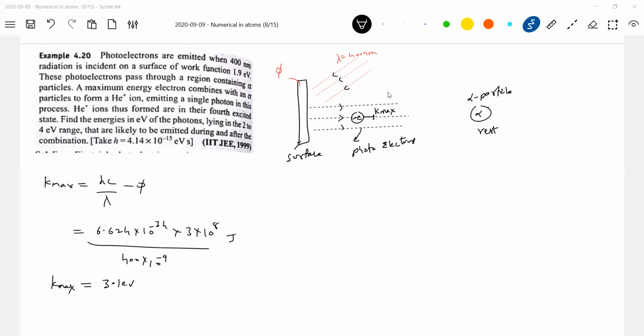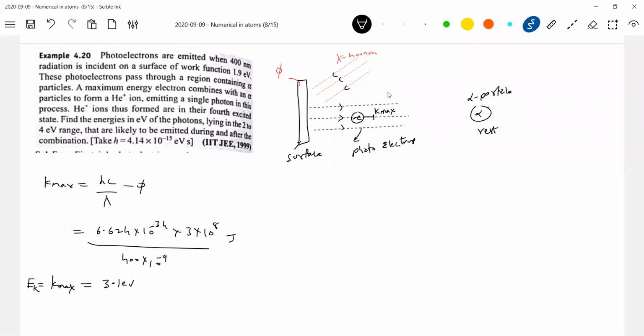Or the h value can be directly substituted because the energy is given in electron volt. If you substitute this h, then there is no need of dividing. I calculated joule, then divide by the charge of the electron, then I'll get the kinetic energy 3.1 electron volt. You'll get the same answer. Now this particular kinetic energy of the photoelectron, let me call K.